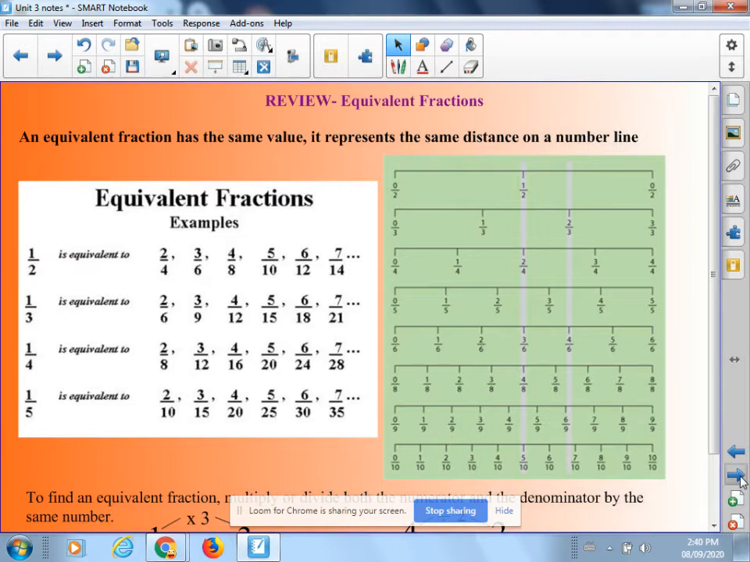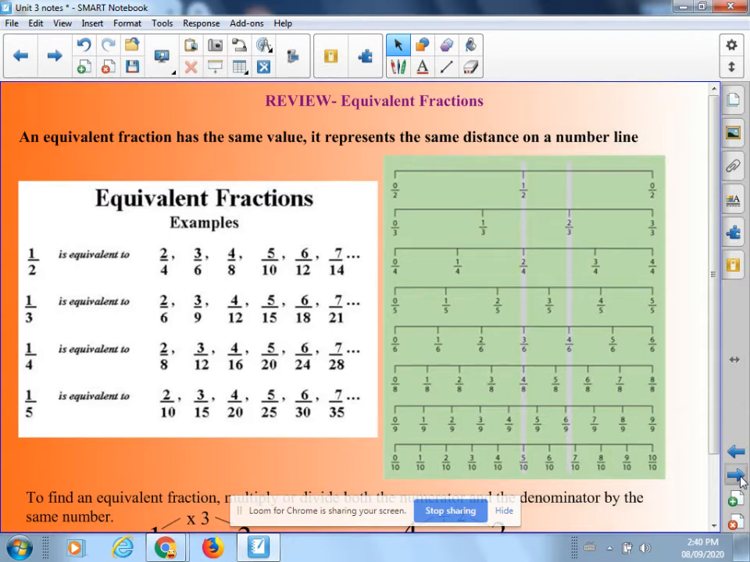The first one that we're going to go over is equivalent fractions. An equivalent fraction has the same value, so it'd be like showing the same distance on a number line. So it's different numbers but the same value. So 1/2, 1 out of 2, is the same as 2 out of 4, 3 out of 6, 4 out of 8, 5 out of 10, 6 out of 12, 7 out of 14.